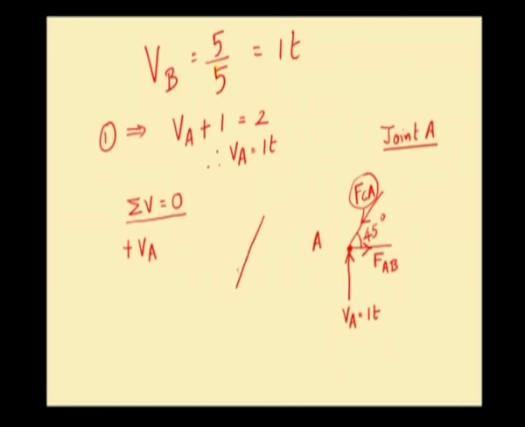Now, we have to find out the vertical component of the force FAC, that is FCA. This is the force FCA, it acts towards the joint. Let us construct a right angle triangle with FCA as hypotenuse. So, this angle is 90 degree, the inclination of FCA with horizontal is 45 degree. So, this is the vertical component of FCA and this is the horizontal component.